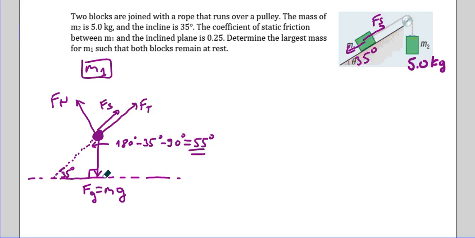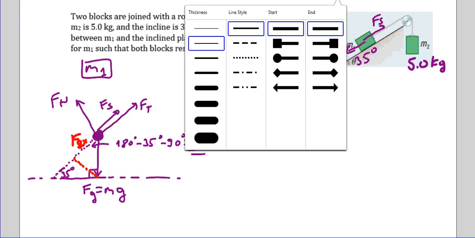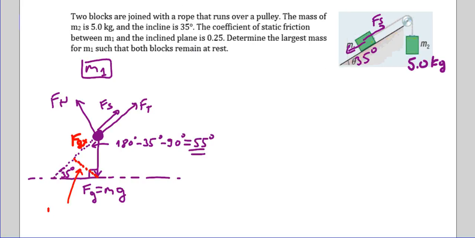So if I go ahead and do that, I will create a right angle triangle like this, and I will get the FG X component. So this is FGX, and this one here is FGY. FGY will be FG sine 55, and FGX will be mg cosine 55 degrees.